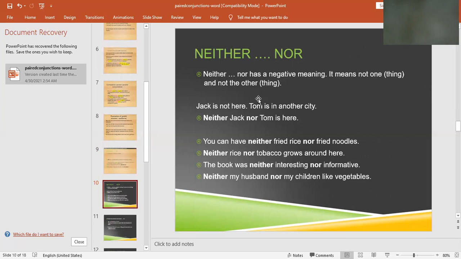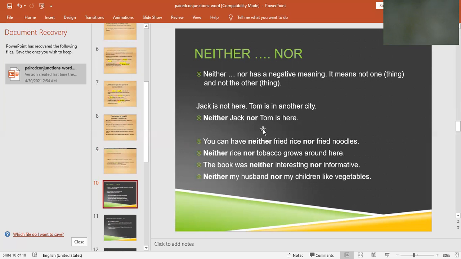Neither nor has negative meaning. It means not one thing and not another thing. So, Jack is not here, Tom is not here. How to join them with neither nor? Neither Jack nor Tom. Here I have single nouns. Neither Jack nor Tom is here. Okay, here it's only one simple sentence.